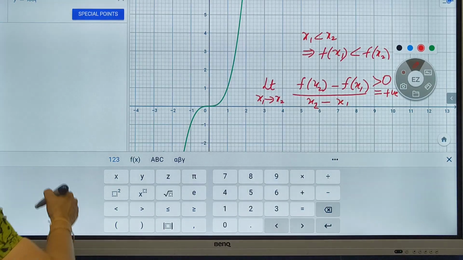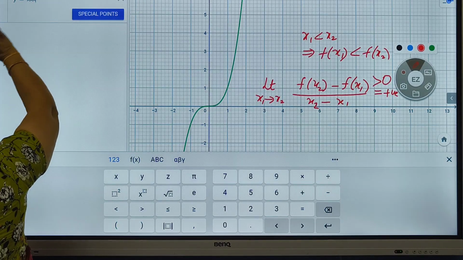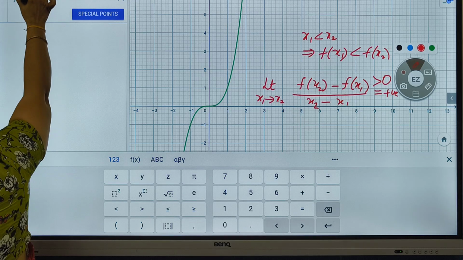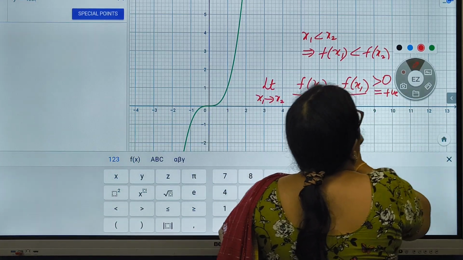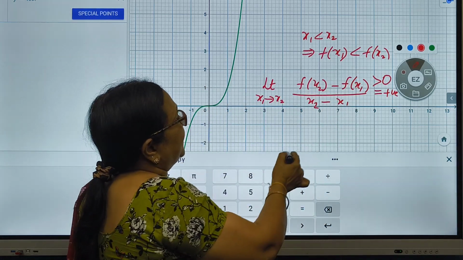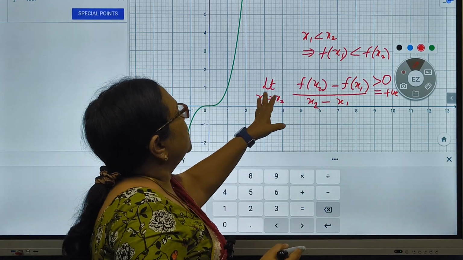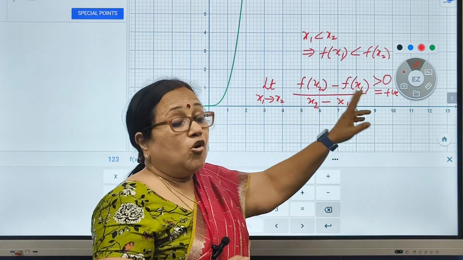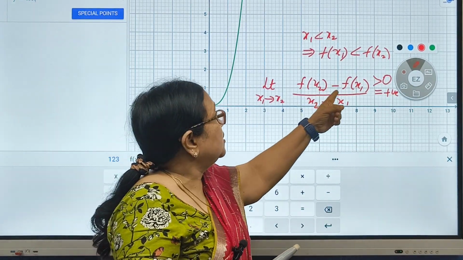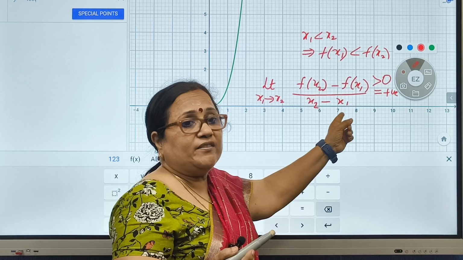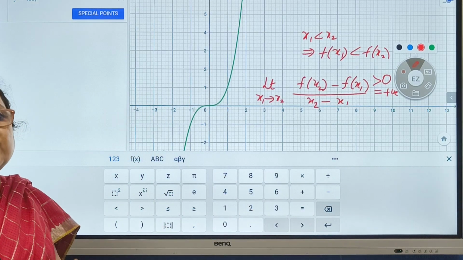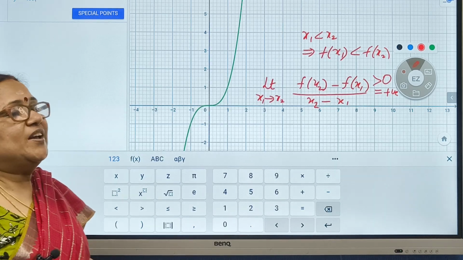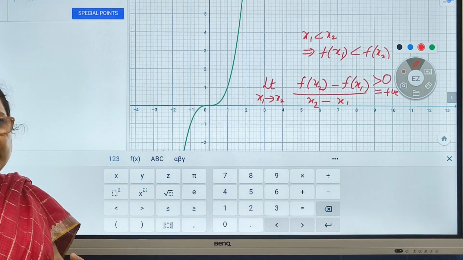Okay. Now, let me take a tangent from here. Is it clear why in the case of an increasing function, slope is positive? What will happen in the case of a decreasing function? One will be positive and the other will be negative. Therefore, slope will be negative. F dash of x will be less than 0. F dash of x is nothing but dy by dx.